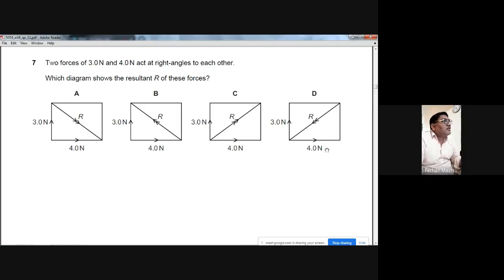This one is wrong because the resultant force direction is wrong. This is totally wrong. This is totally wrong. Okay.